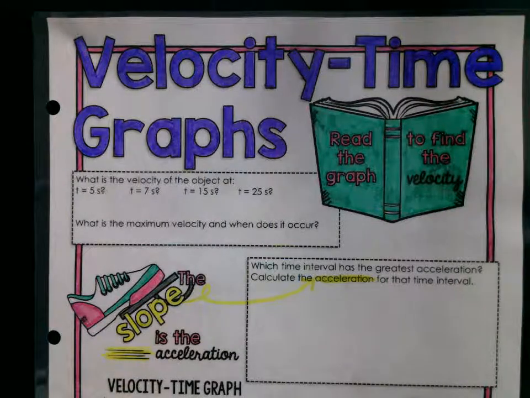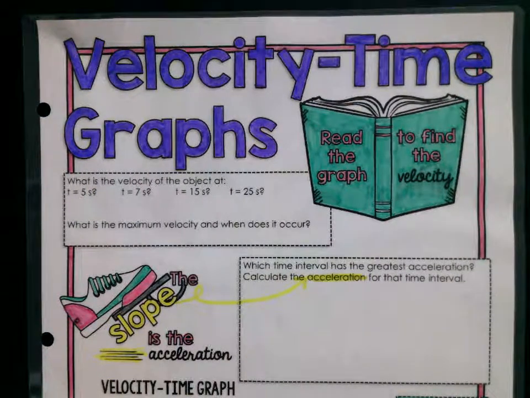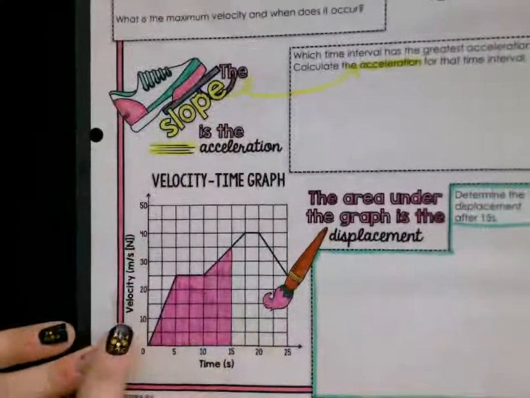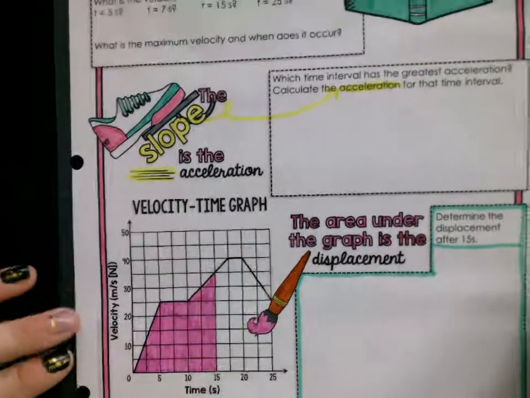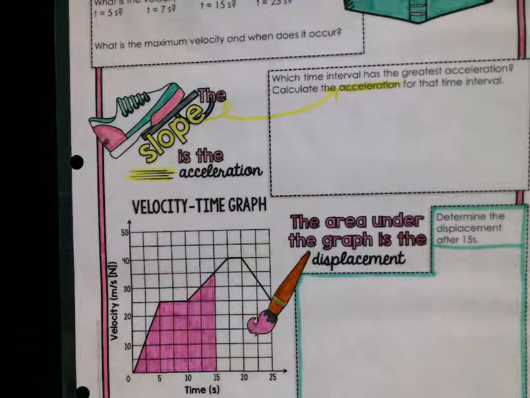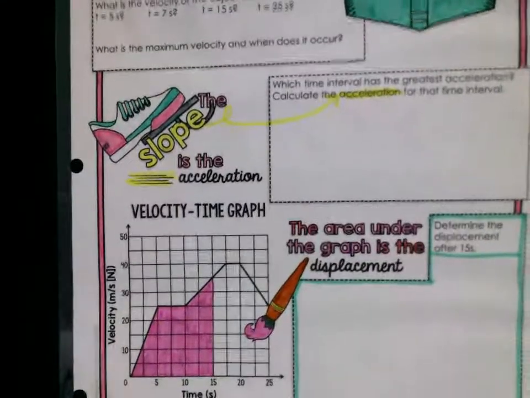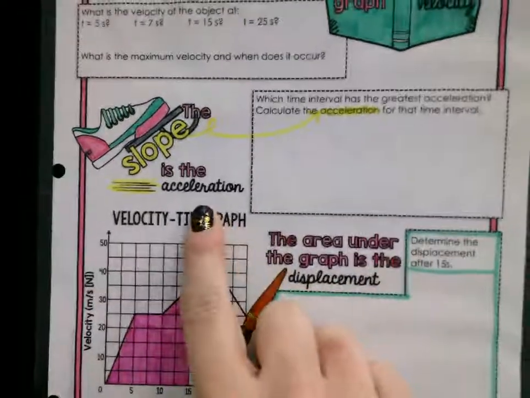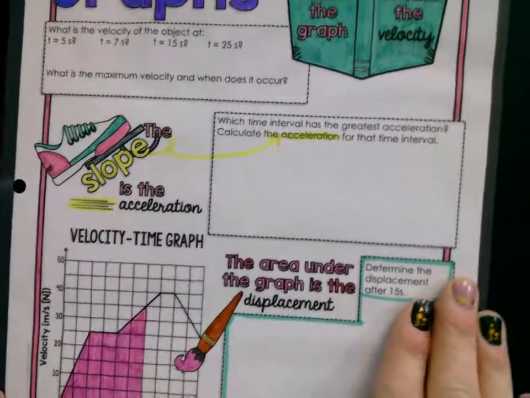All right, so today we're going to talk about velocity time graphs. The difference between a velocity time graph and a position time graph is that in a velocity time graph, we are going to graph the velocity versus time instead of graphing the position versus time. So instead of the slope being the velocity, the slope is now our acceleration. In a position time graph, the slope is velocity. In a velocity time graph, the slope is your acceleration.